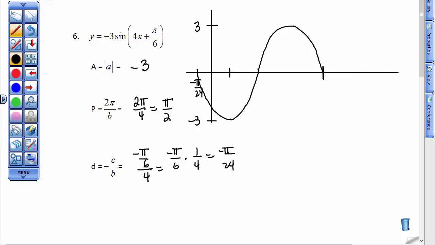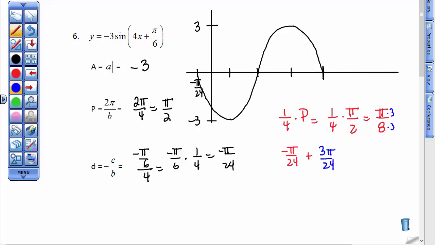Got to find this quarter point, that one, and this one. Quarter of the period is a quarter of pi over 2, which is pi over 8. So I'm going to take this negative pi over 24, my starting point, and I'm going to add to it this quarter of the period. I'm going to change it into 3 pi over 24 so that I can add these with common denominators. So a -1 pi plus 3 pi is 2 pi over 24. I'm not going to reduce that.